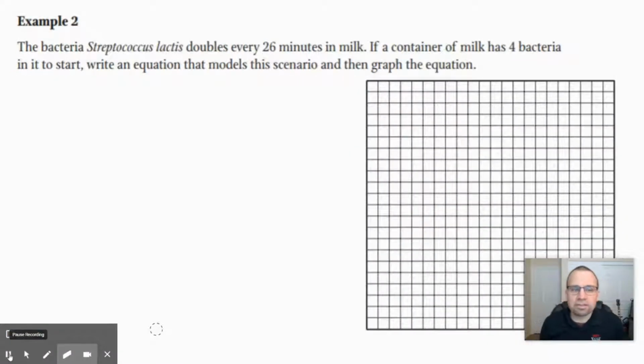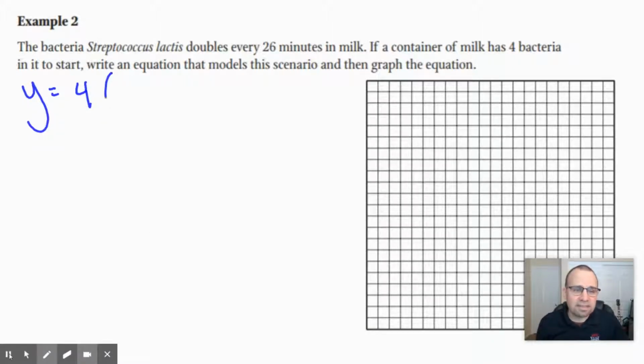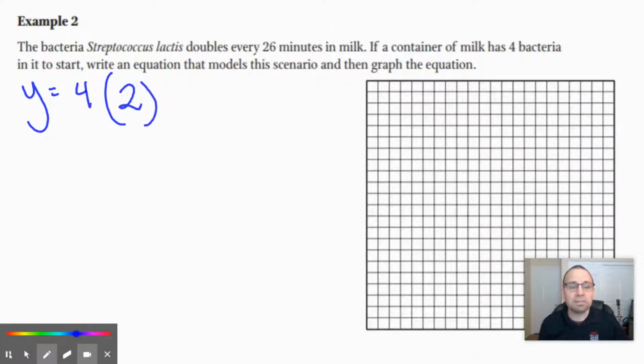The bacteria Streptococcus lactis doubles every 26 minutes in milk. If a container of milk has 4 bacteria in it to start, write an equation that models this scenario and then graph the equation. Our starting point again is going to be 4. 4 is going to go in for A. And it says it's going to double every 26 minutes. So I'm going to put a 2 in there for doubling. And then it's going to be every 26 minutes.